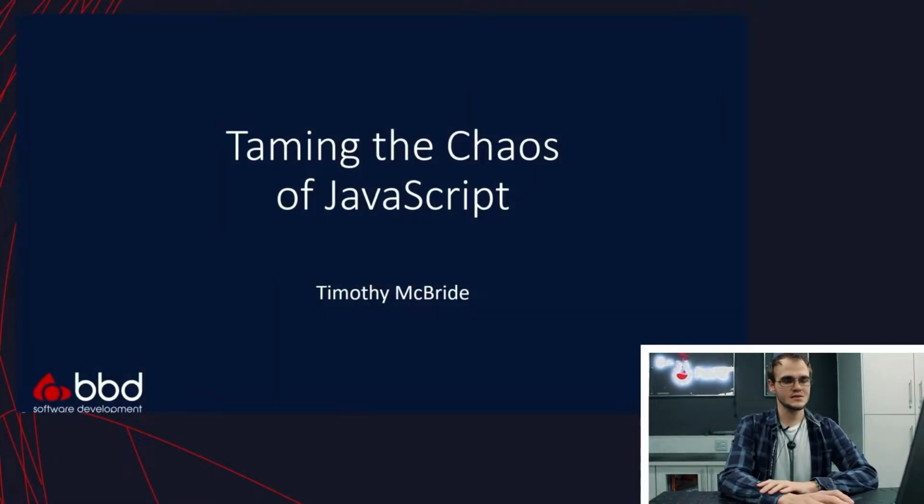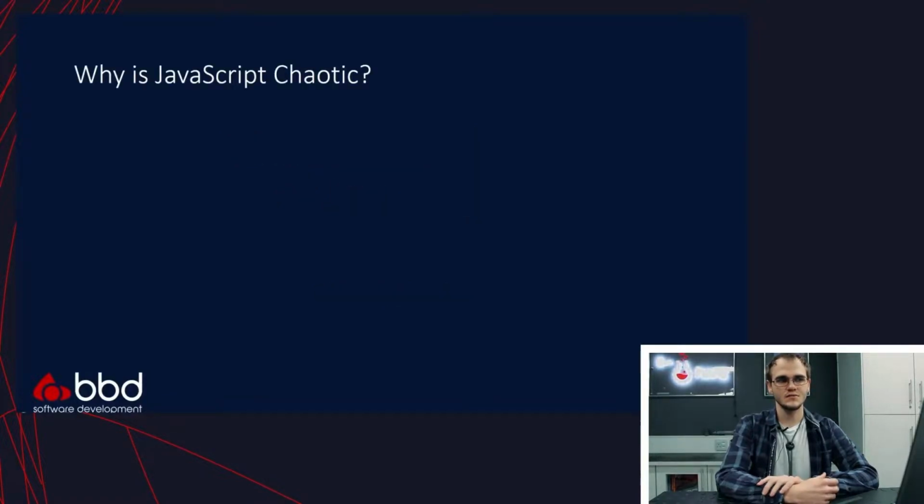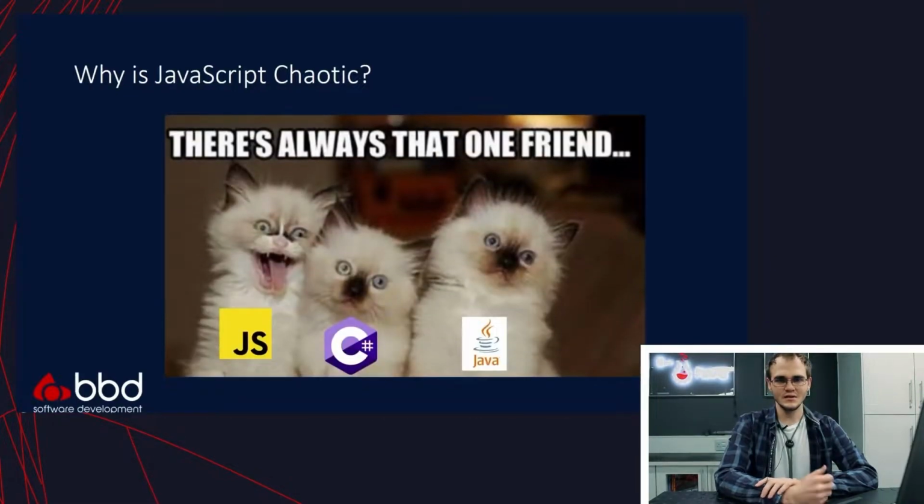Before we get into this, we need to ask ourselves, why is JavaScript chaotic? The reason behind this is that JavaScript wants to be your friend. It wants to help you in situations where you've maybe made a mistake or something along those lines. The problem with this is that we always have that one friend, and it will sometimes help you when you don't actually want to be helped.